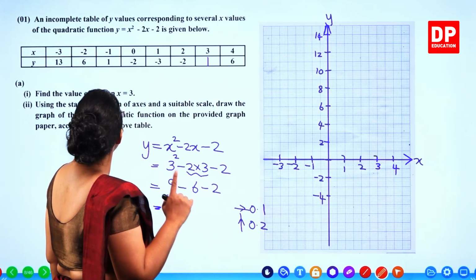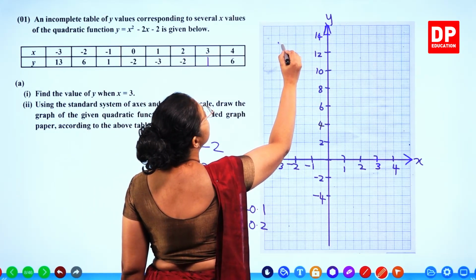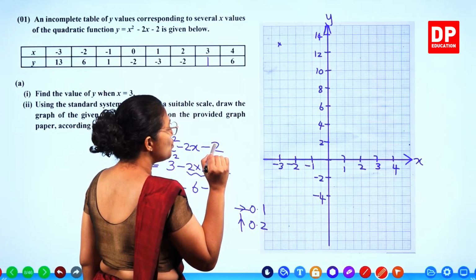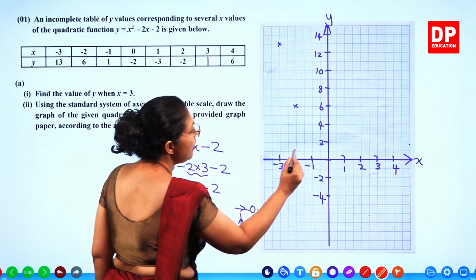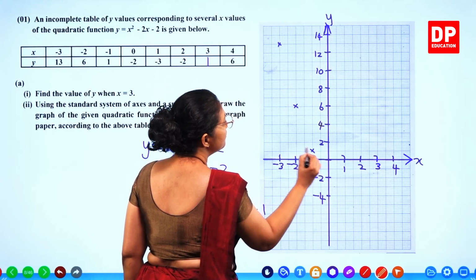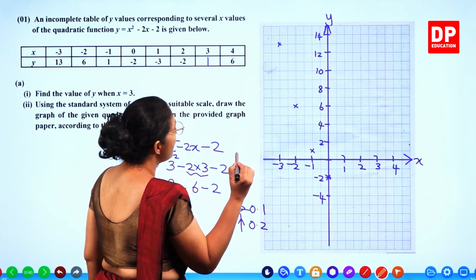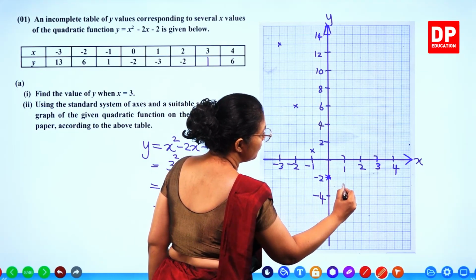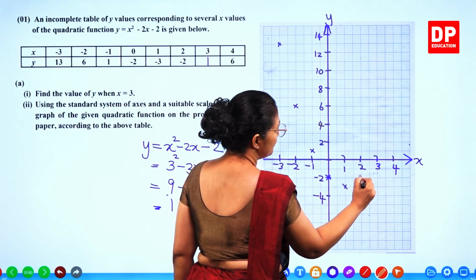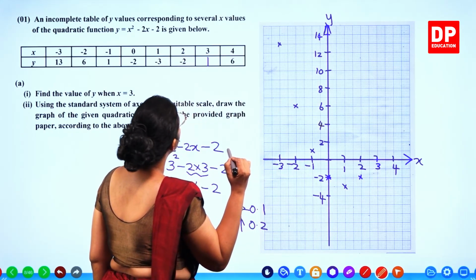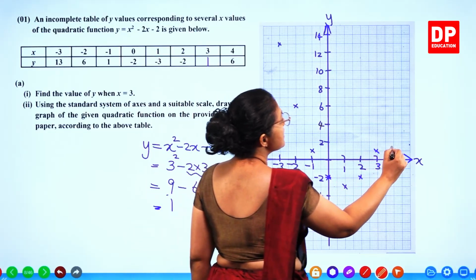So we'll mark the points. Minus 3, 13. Minus 3, 13 is here. Minus 2, 6. Minus 1 and 1. 0, minus 2. 1, minus 3. 2, minus 2. 3, 1. And 4, 6.